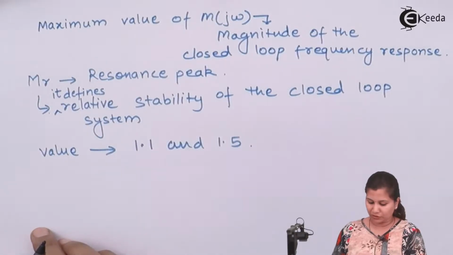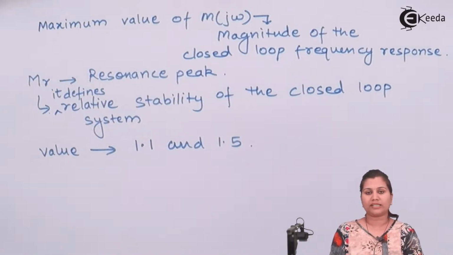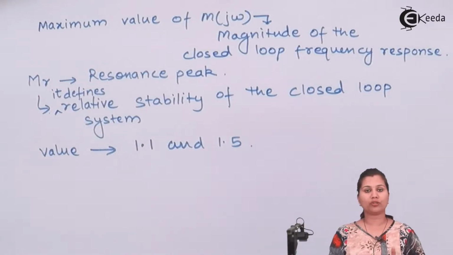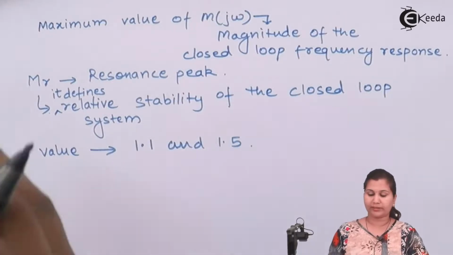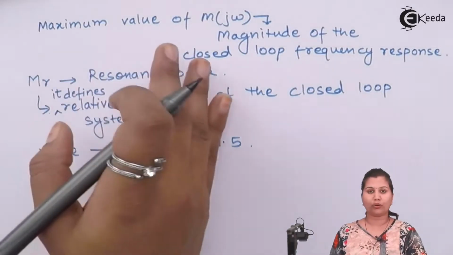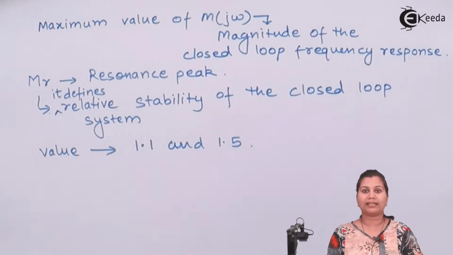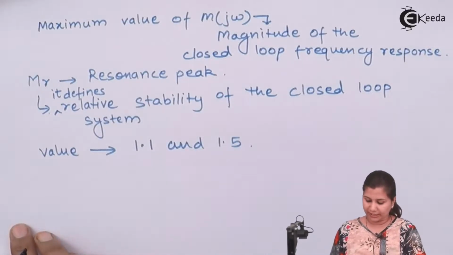Now the next specification is the resonance frequency. Just like in the transient specifications, or the specifications in the time domain, we studied the maximum overshoot, here we have the resonance peak. Maximum overshoot was also the maximum value attained by the system. So here also the resonance peak is the maximum value of the magnitude of the closed loop frequency response. Next, we had damping frequency and natural frequency; here we have the resonance frequency. So the next specification is the resonant frequency.